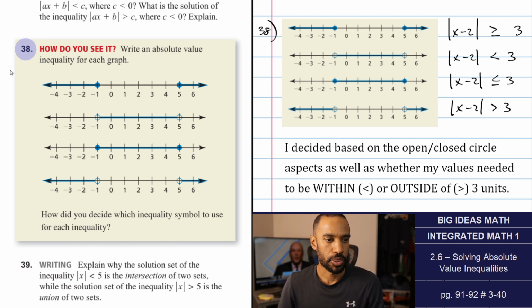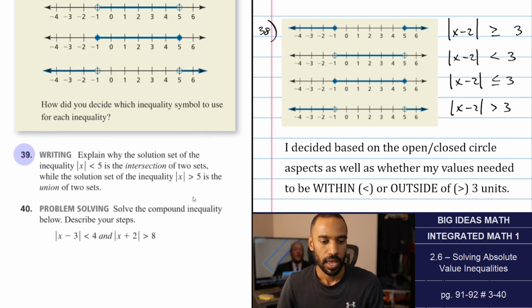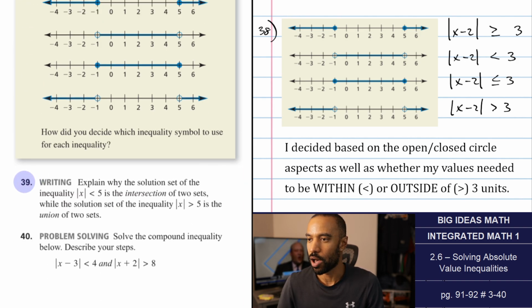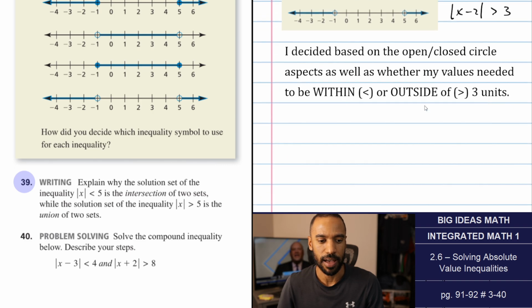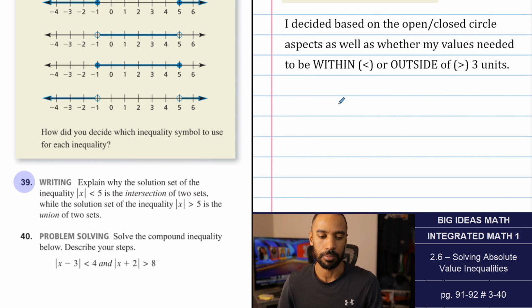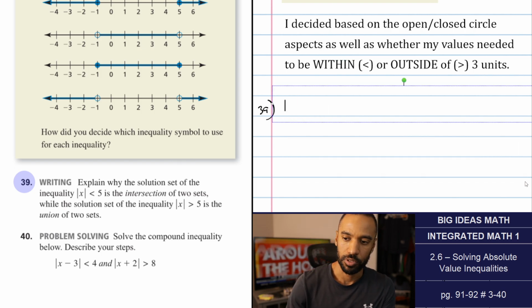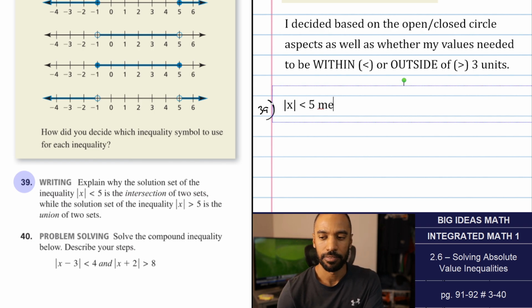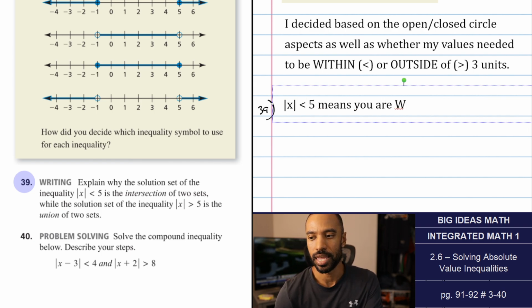Two more questions. Number 39, writing. Explain why the solution set of the inequality absolute value of x is less than 5 is the intersection of 2 sets, while the solution set of the inequality absolute value of x is greater than 5 is the union of 2 sets. Well, it's kind of the same thing that I answered at the very last part in here. When you're within the less than 5, absolute value of x less than 5 means you are within 5 units of 0 in either direction.